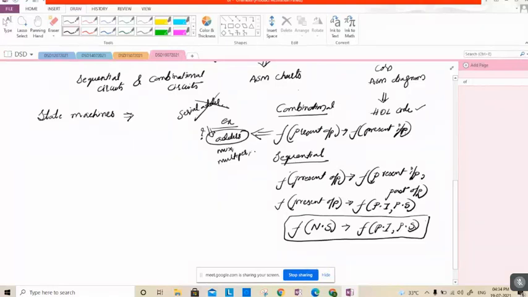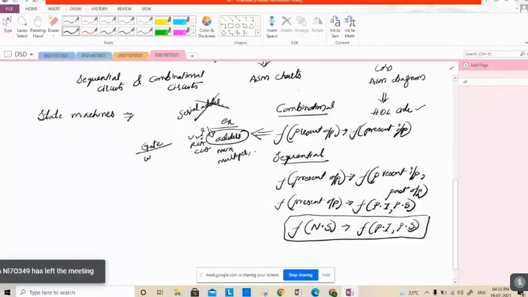Serial adders we haven't discussed yet. We are supposed to discuss them in this course. Ripple carry adder and carry look-ahead adder, these two are combinational only. Serial adder will have the register also. And multiplexers, multipliers, gates with feedback or without feedback.